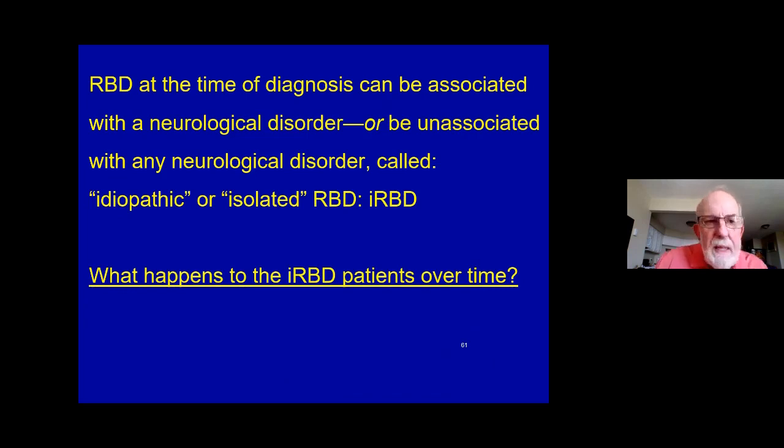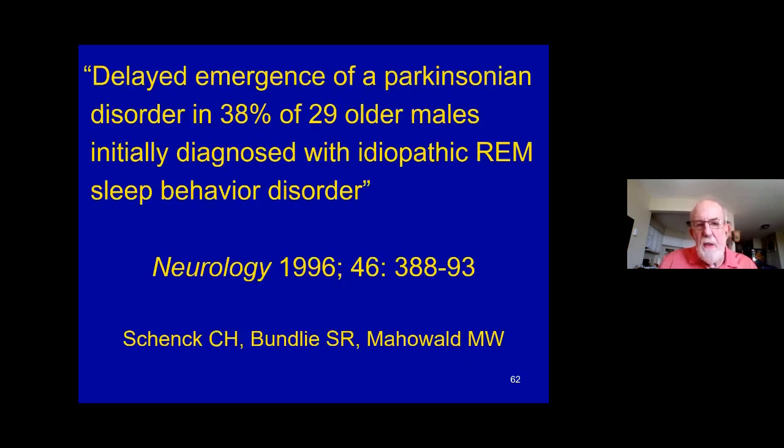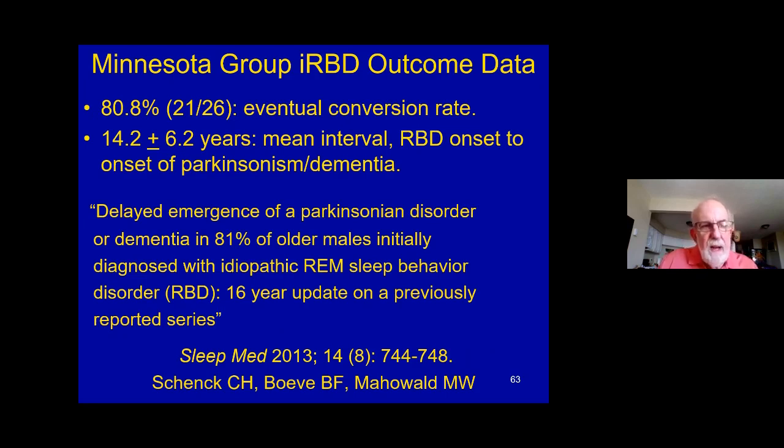Now, what happens with RBD at the time of diagnosis? It can be associated with a neurologic disorder or be unassociated with a neurologic disorder, which is called idiopathic or, more recently, isolated RBD. But what happens to the idiopathic or isolated RBD patients over time? We published in 1996 that 38% of our initial series of idiopathic RBD patients developed a Parkinsonian disorder. We extended our research of these patients and found that eventually 81% converted during a mean interval of 14.2 years from the onset of RBD. So it's really the vast majority of these patients, middle-aged and older adults, who developed a Parkinsonian disorder.